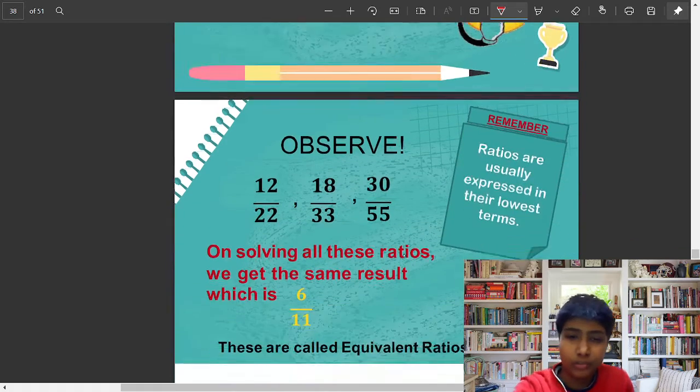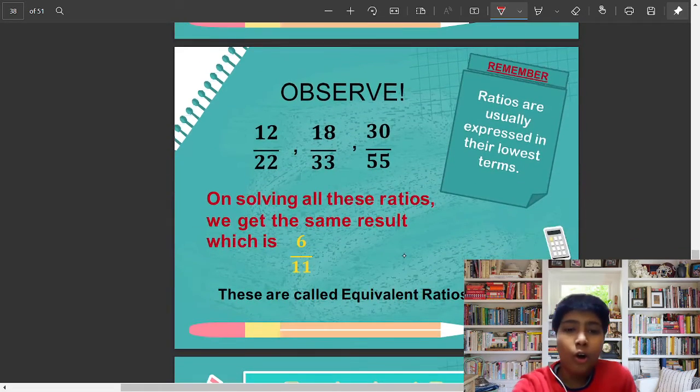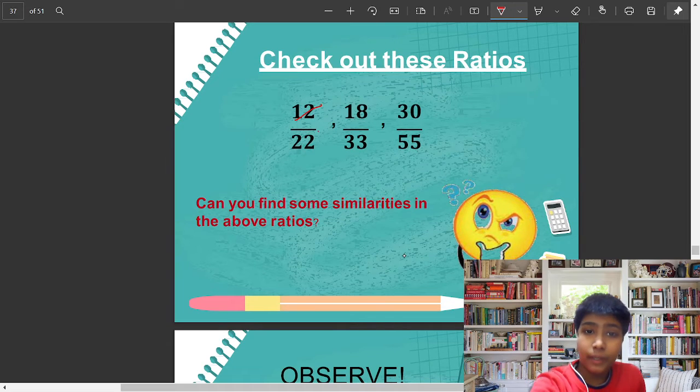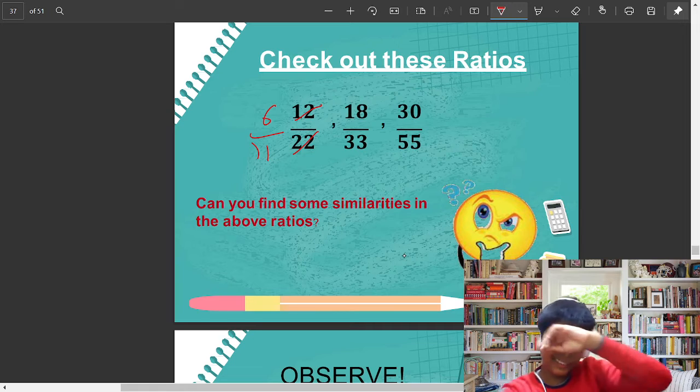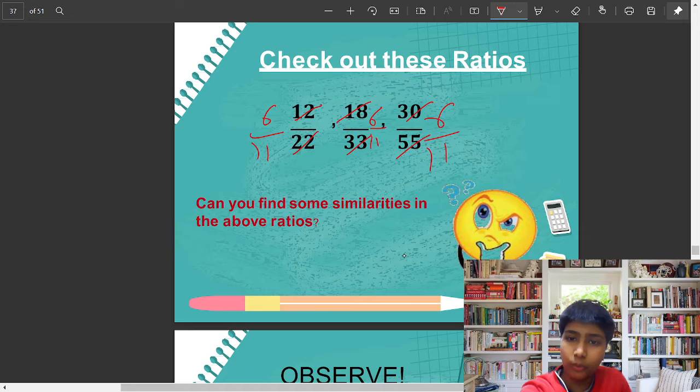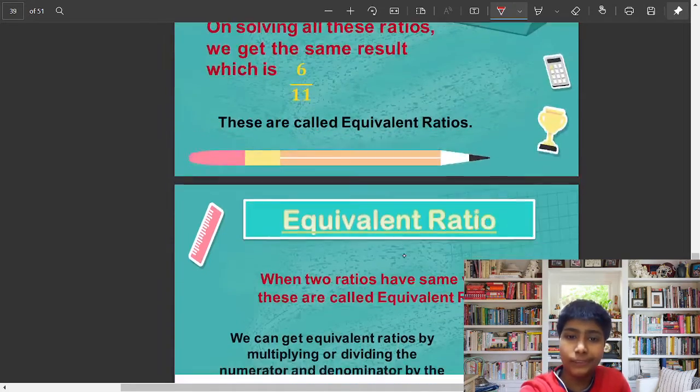Observe. On solving all these ratios, we get the same result, which is 6 by 11. Can you see it? If we divide by 2, we get 6 by 11. As you can see, we are getting 6 by 11 every time. These types of questions can come in your exam also, like whether these are equivalent or not.